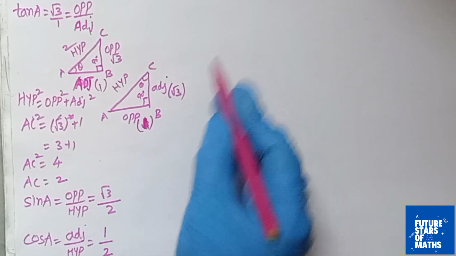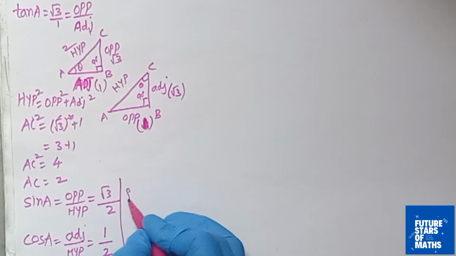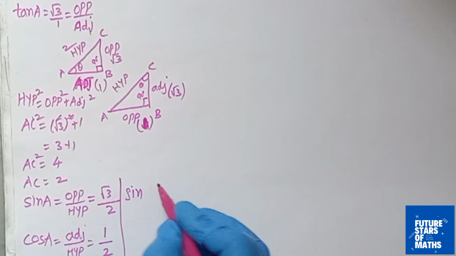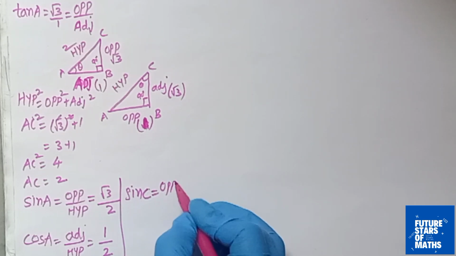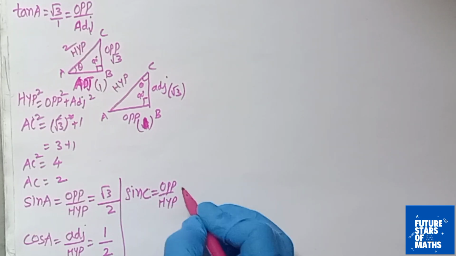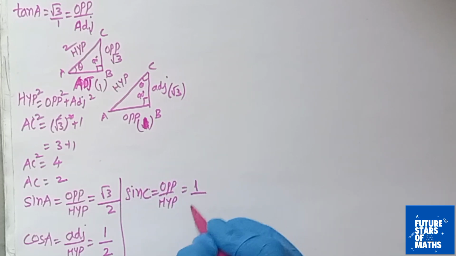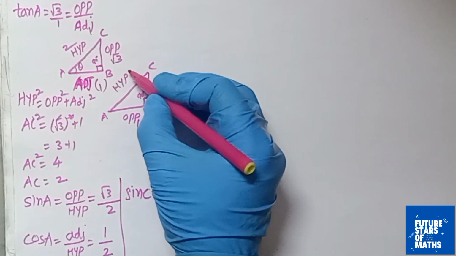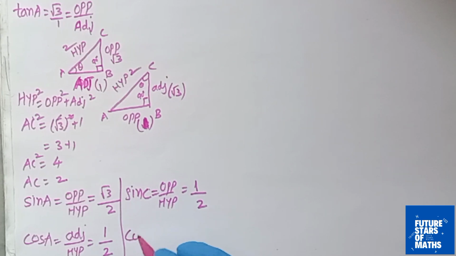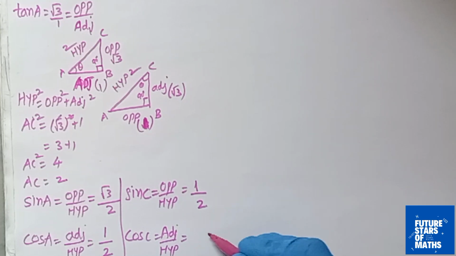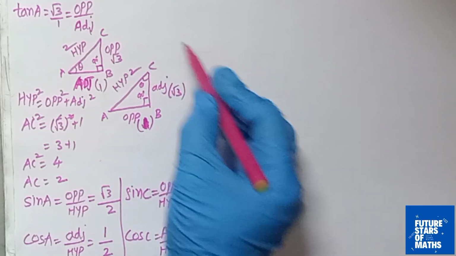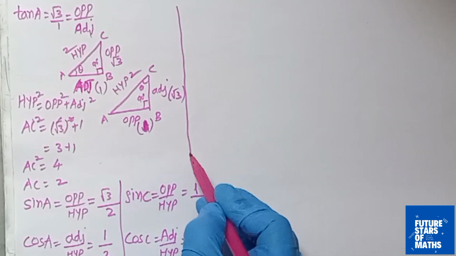Now what do we have to find? Sin A, sin C. Sin A we already found. So sin C. What is sin? Opposite by hypotenuse. So opposite is 1, hypotenuse is 2. Then cos C, adjacent by hypotenuse. So what is adjacent? Root 3 by hypotenuse, which is 2. Okay. Is it clear now?